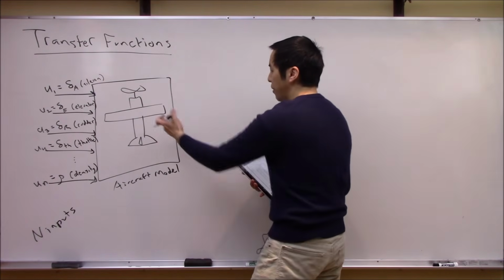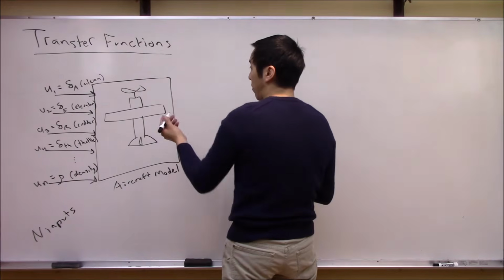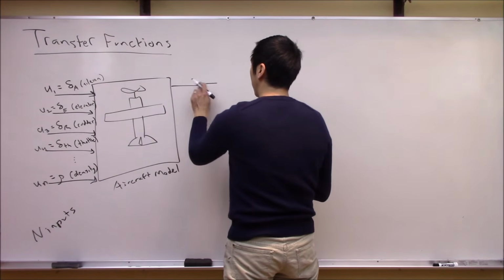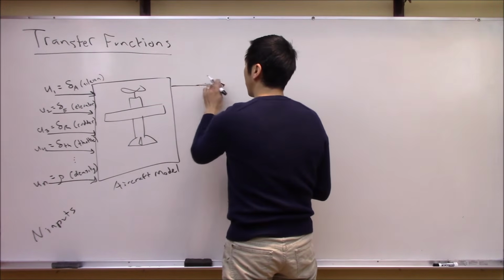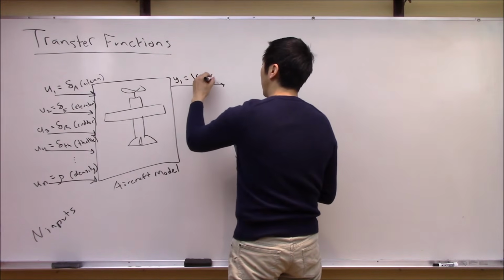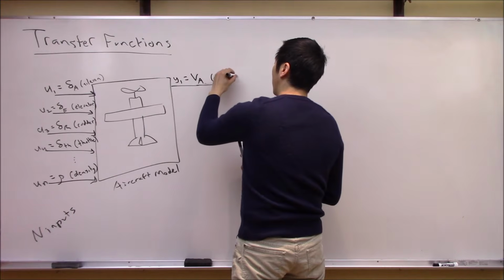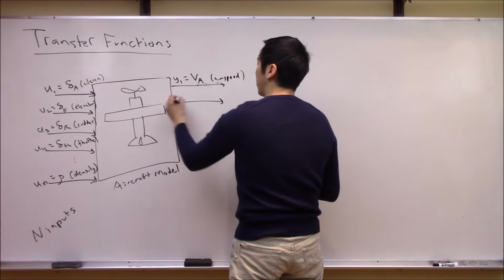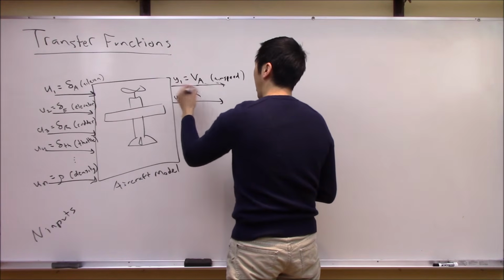And then what you've got coming out of this system is multiple outputs. So I don't know, let's just start making some of these up that might be relevant here. Y1, the first output, might be something like your airspeed, right? Another output of this system could be something like your angle of attack.